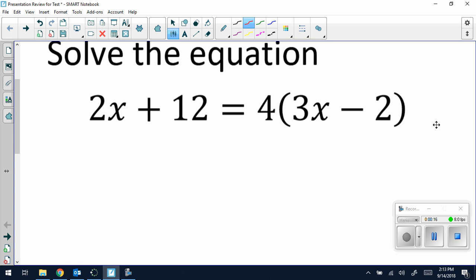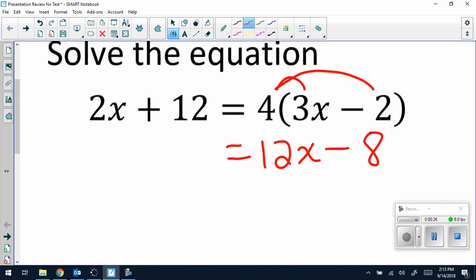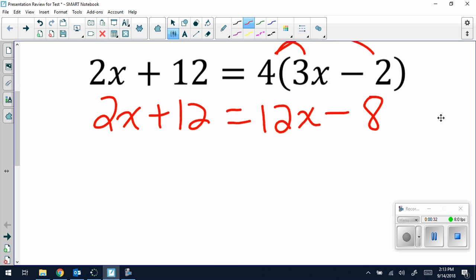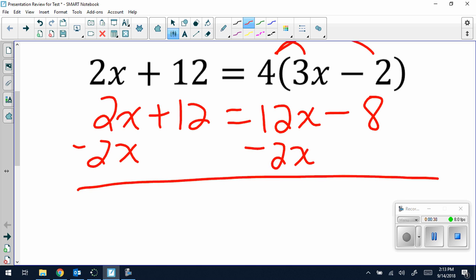So I have a standard equation here, nothing weird happening. So I see my parentheses. I'm going to start by distributing. So I'm going to do 4 times 3x is 12x. 4 times negative 2 is negative 8. Bringing down my 2x plus 12. No like terms to combine, so I can go to get my variables together. Since I'm crossing that equal sign, I'm going to subtract 2x from both sides.